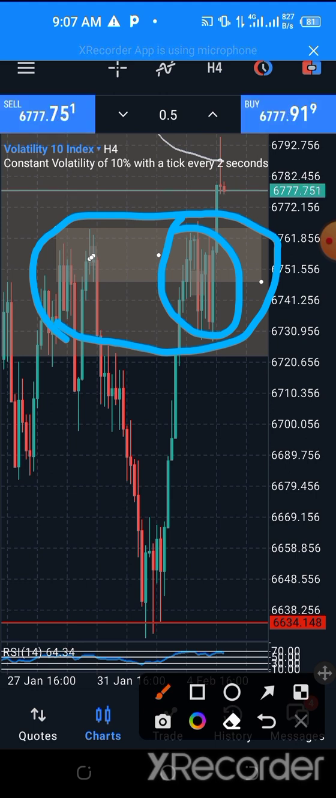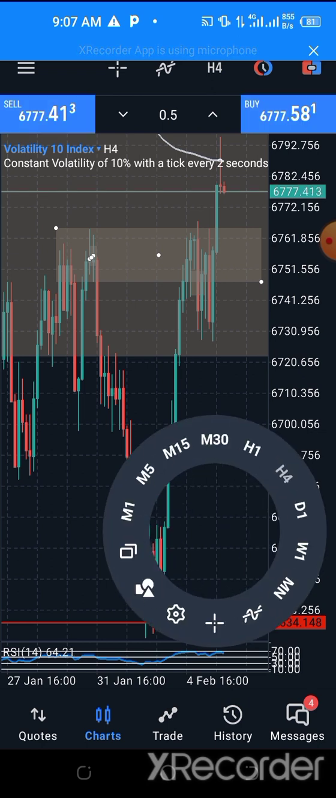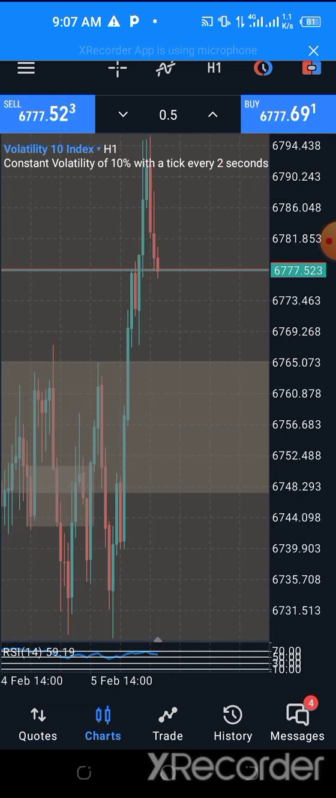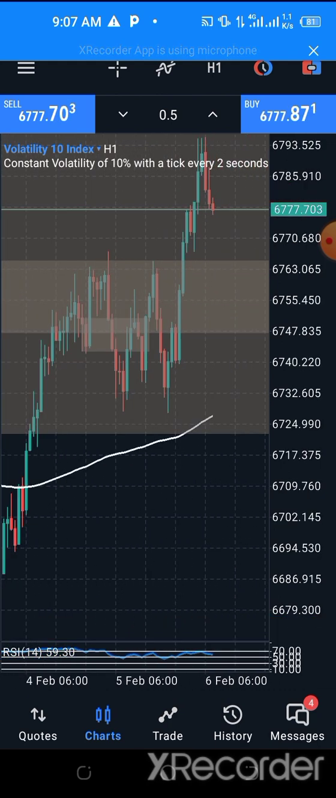When the market got to this point, then I went to the lower time frame. And the lower time frame from this 4 hours is always 1 hour, not 3 hours, 1 hour. Then I went to the lower time frame 1 hour. What did I see that time?